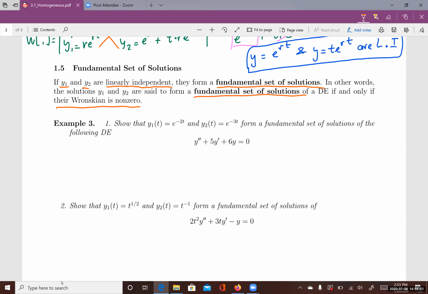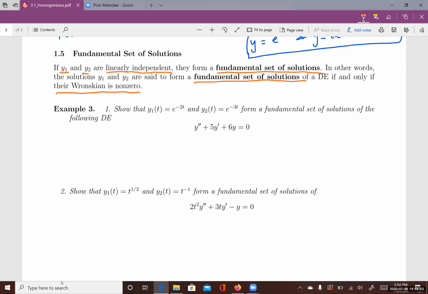All right. Well, let's look at the next example here. You have two solutions, y1 and y2, for the differential equation, and you want to know if these two solutions form a fundamental set of solutions. A fundamental set of solutions with arbitrary constants C1 and C2 is a general solution for the differential equation. All right, so we just need to find the Wronskian of e to the negative 2t and e to the negative 3t.